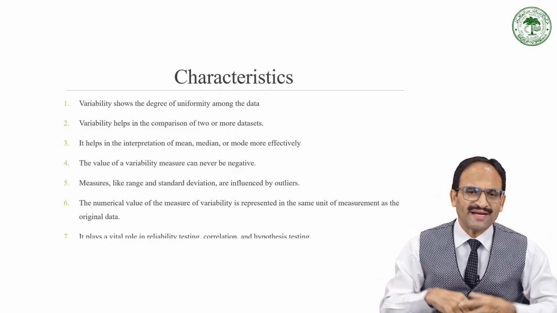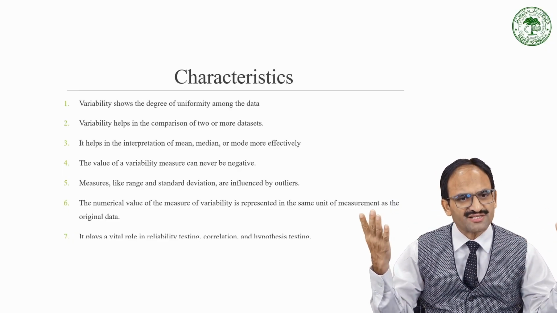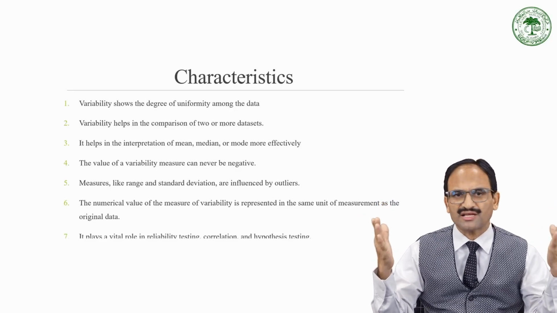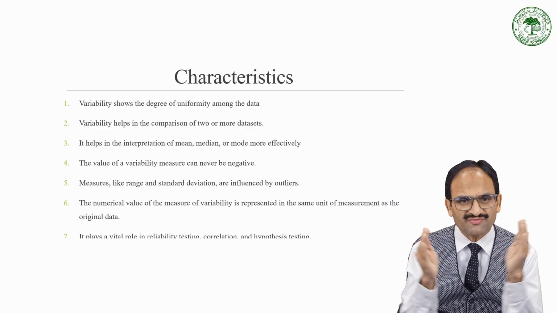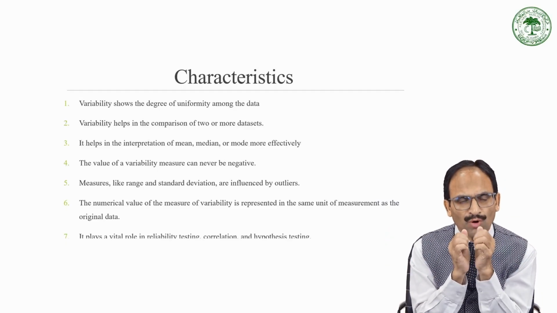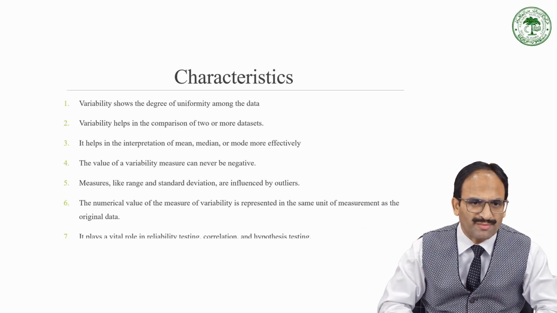Now, let me explain what are the characteristics of this variability. First characteristic, variability shows the degree of uniformity among the data, that I have just explained. So, less variability, more uniform is the group, more homogeneous is the group. More variability, more heterogeneity is there, and less uniformity is there.